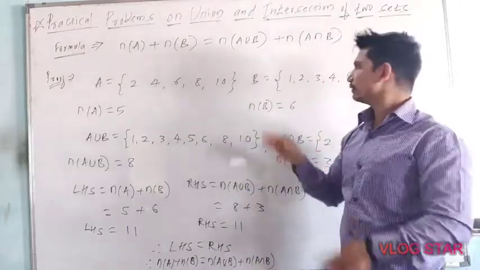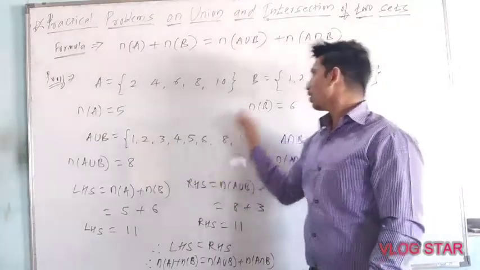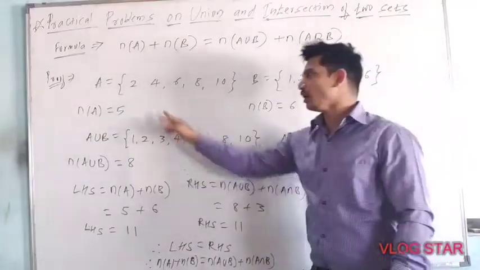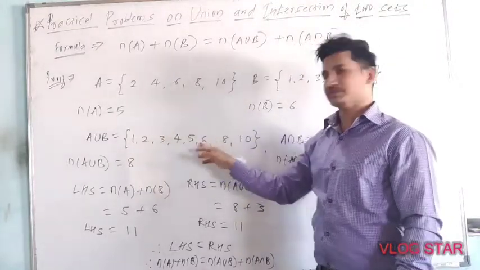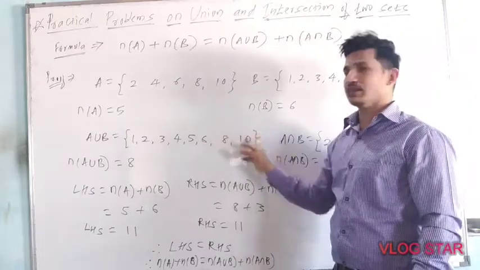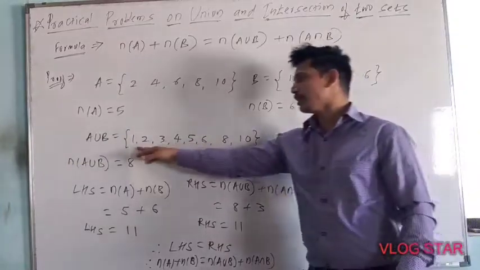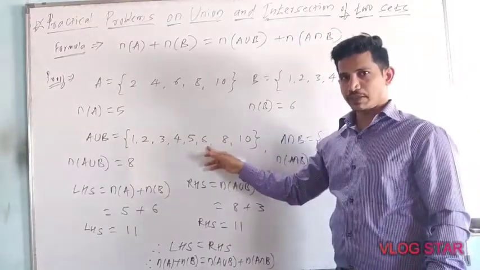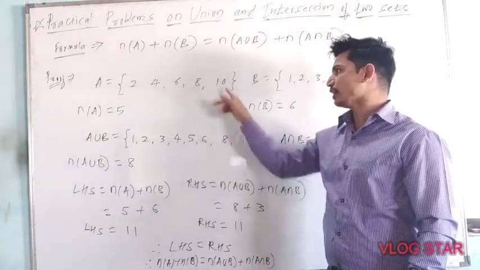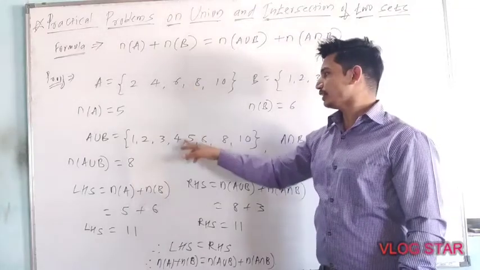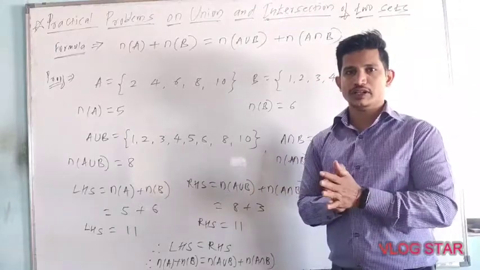So combine that. First 1, 2, 3, 4, 5, 6, right? Because they are in order. All the elements of B I wrote first, then all the elements of A. 2 is here already, 4 is here, 6 is here. Now 8 and 10 will come. So 1, 2, 3, 4, 5, 6, all the elements of B, and then 8 and 10 from A. Okay, so this is called A union B, already learned in previous classes.